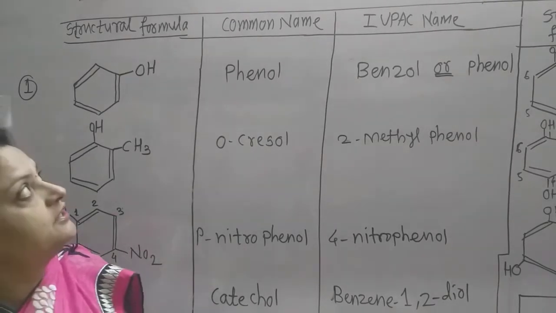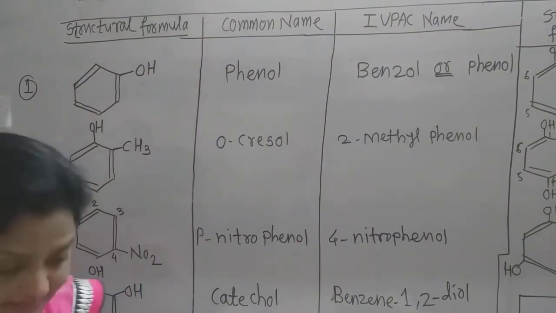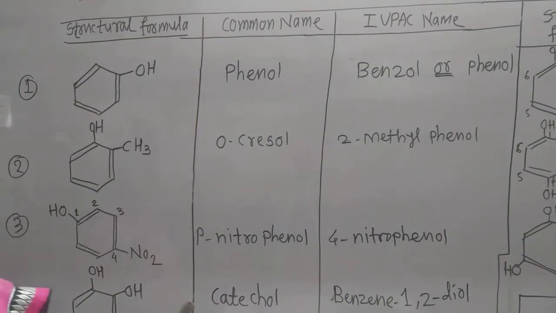Now, student, we are now seeing the nomenclature of phenols. Alcohols have the OH group directly attached to the saturated chain of the alkanes. But here, the OH group is attached to the benzene ring. In phenols, the hydroxyl group is attached to the aromatic ring. Then how are the names given for this phenol?